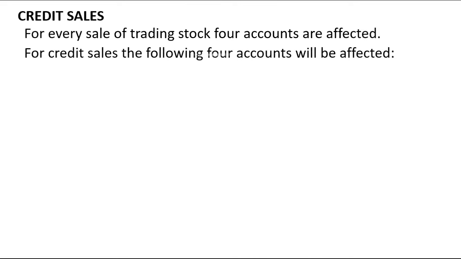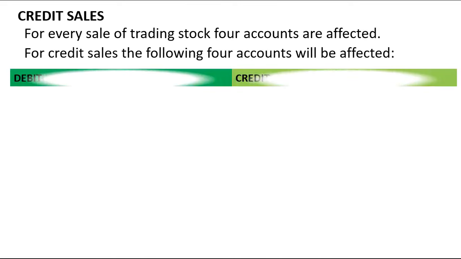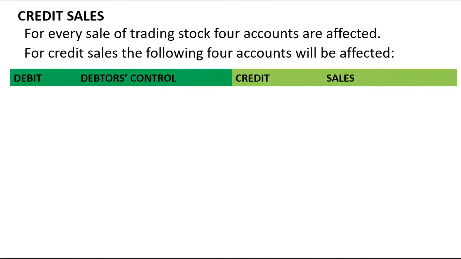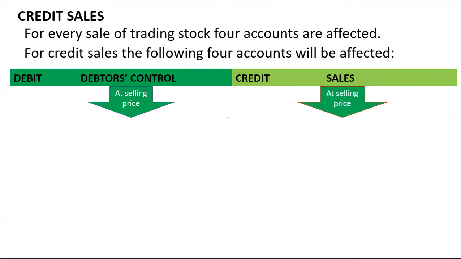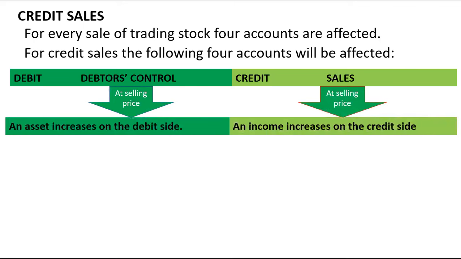This is what I was talking about. I did this with the grade 9s. Credit sales means we sold goods on credit. It will affect four accounts. We debit debtors control, we credit sales. These accounts, we record them at selling price. Debtors control is debited because an asset is increasing. We're having more people owing us. Sales will also increase because income is earned and income increases on the credit side.